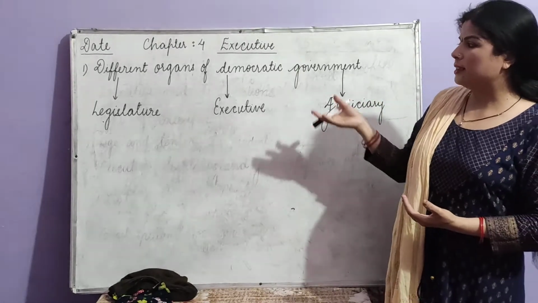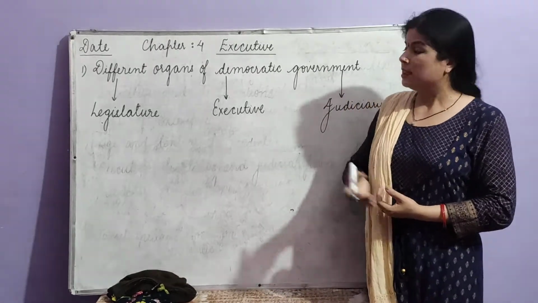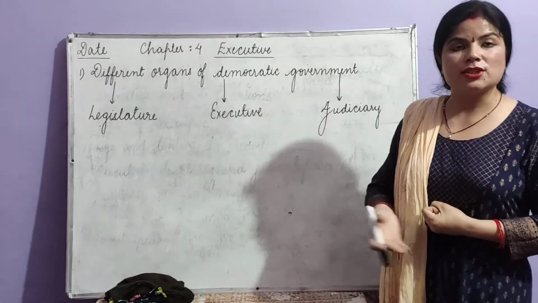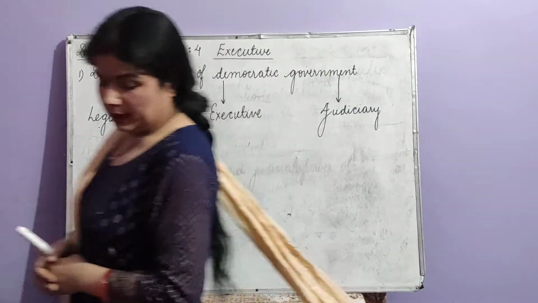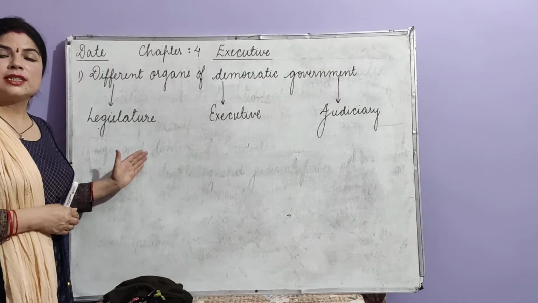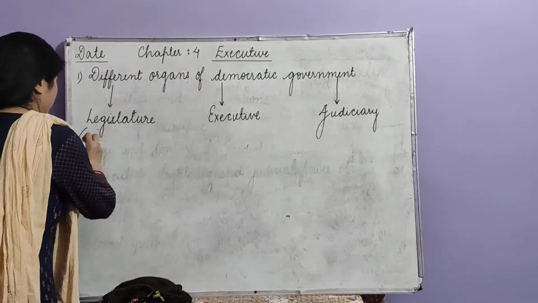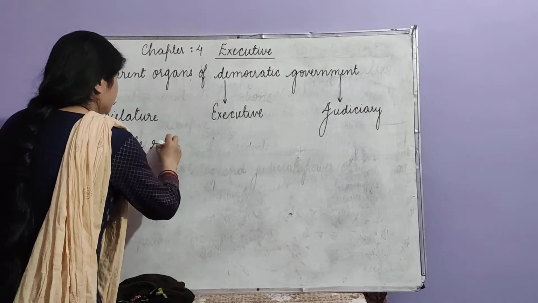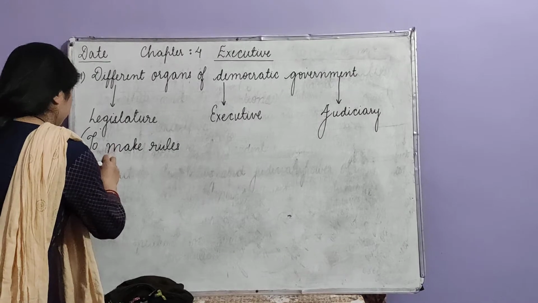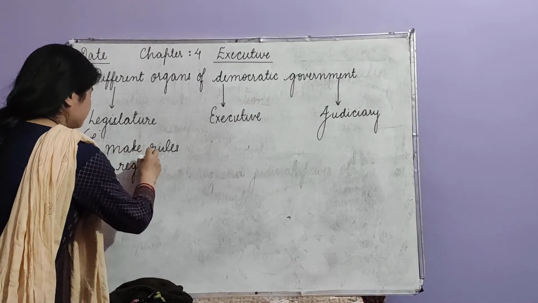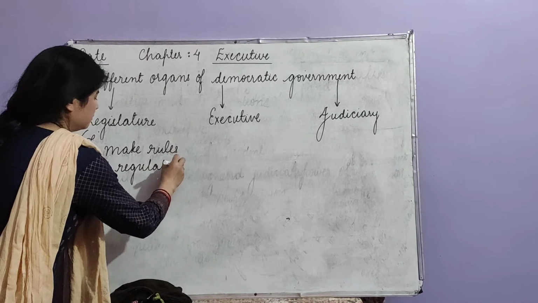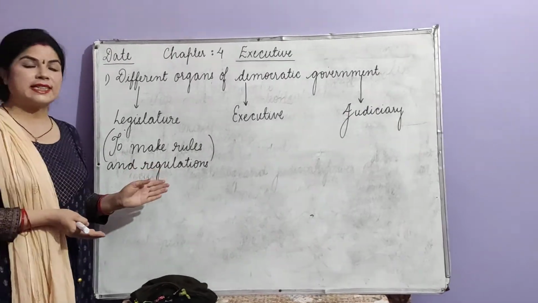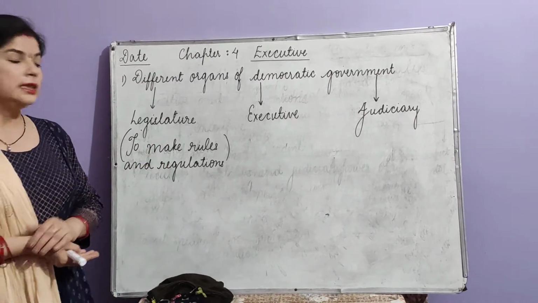So students, under different organs of democratic government, our first organ is legislature. The main function of legislature is to make rules and regulations. Students, this is the main function of legislature, this organ of democratic government.